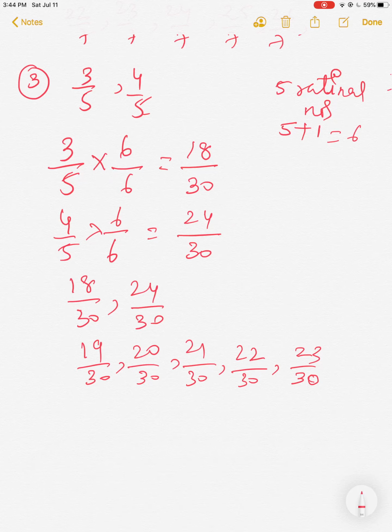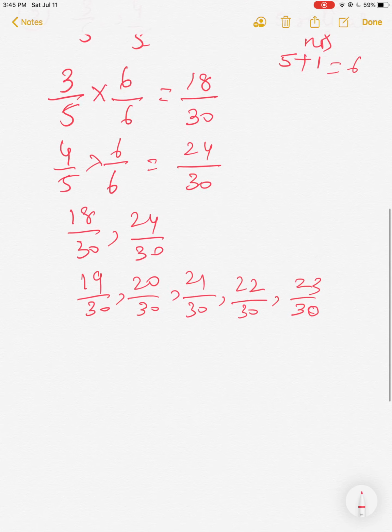Now the fourth problem. What is the fourth problem? You have to say whether the statements are true or false, giving the reason. Every natural number is a whole number. Okay, for this answer you have to give the reason also, why it is so.